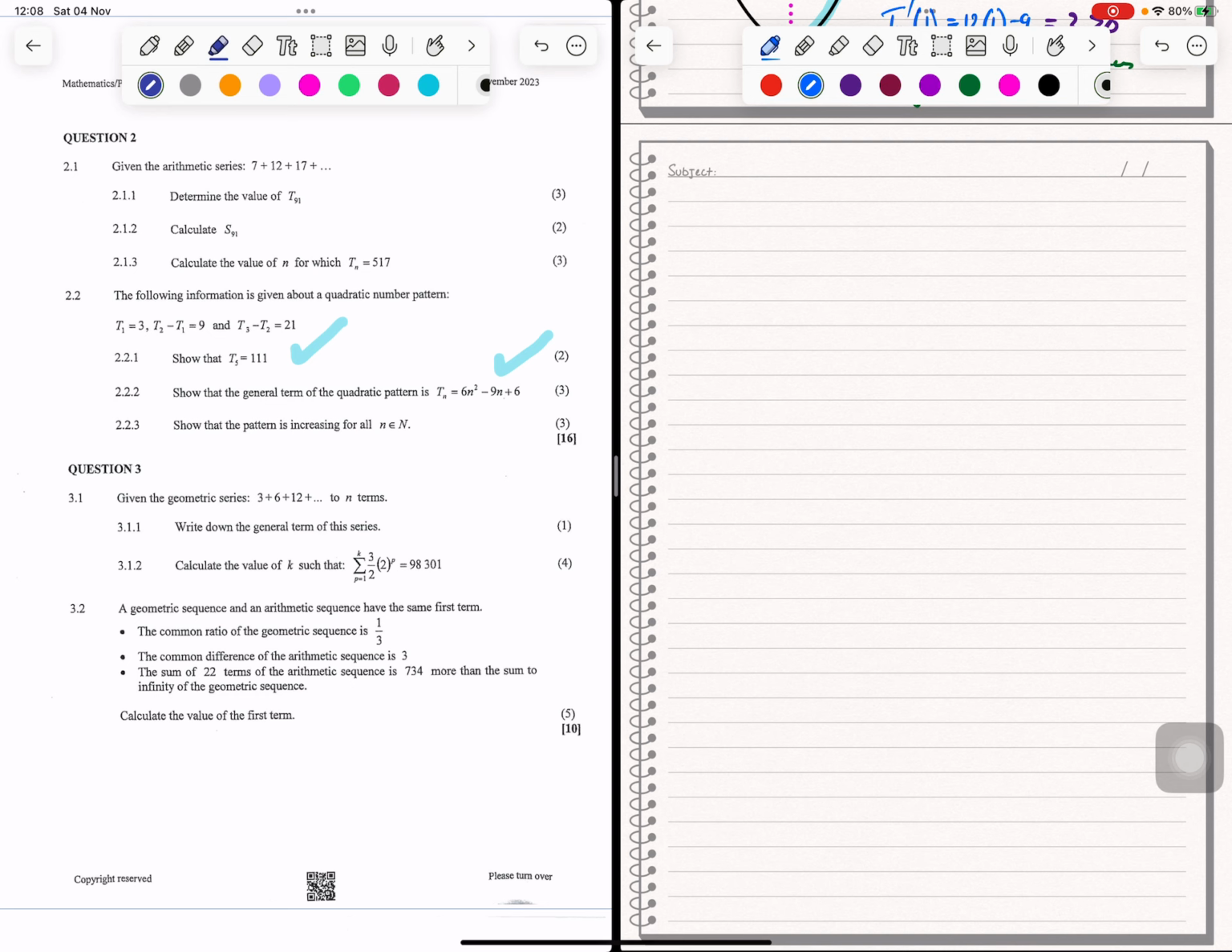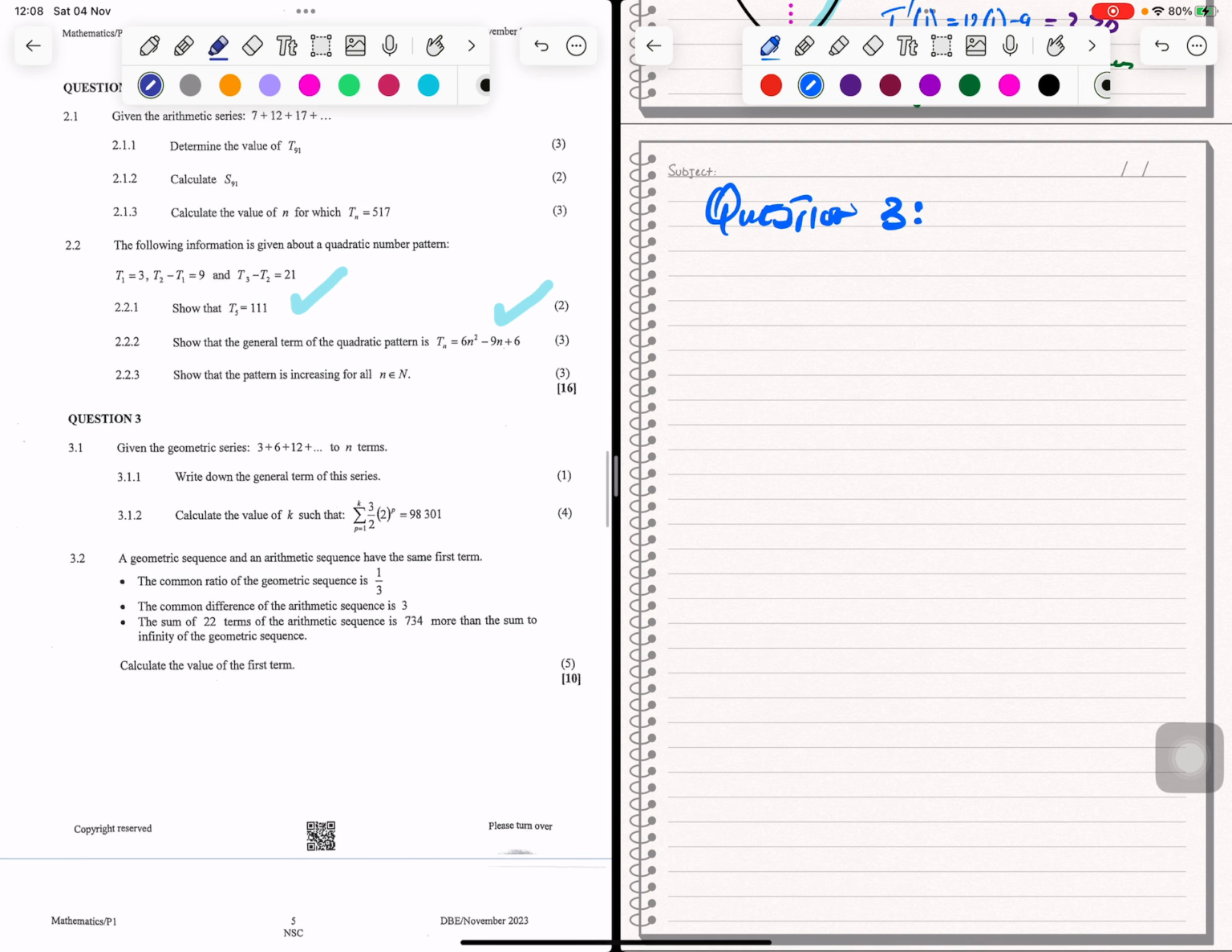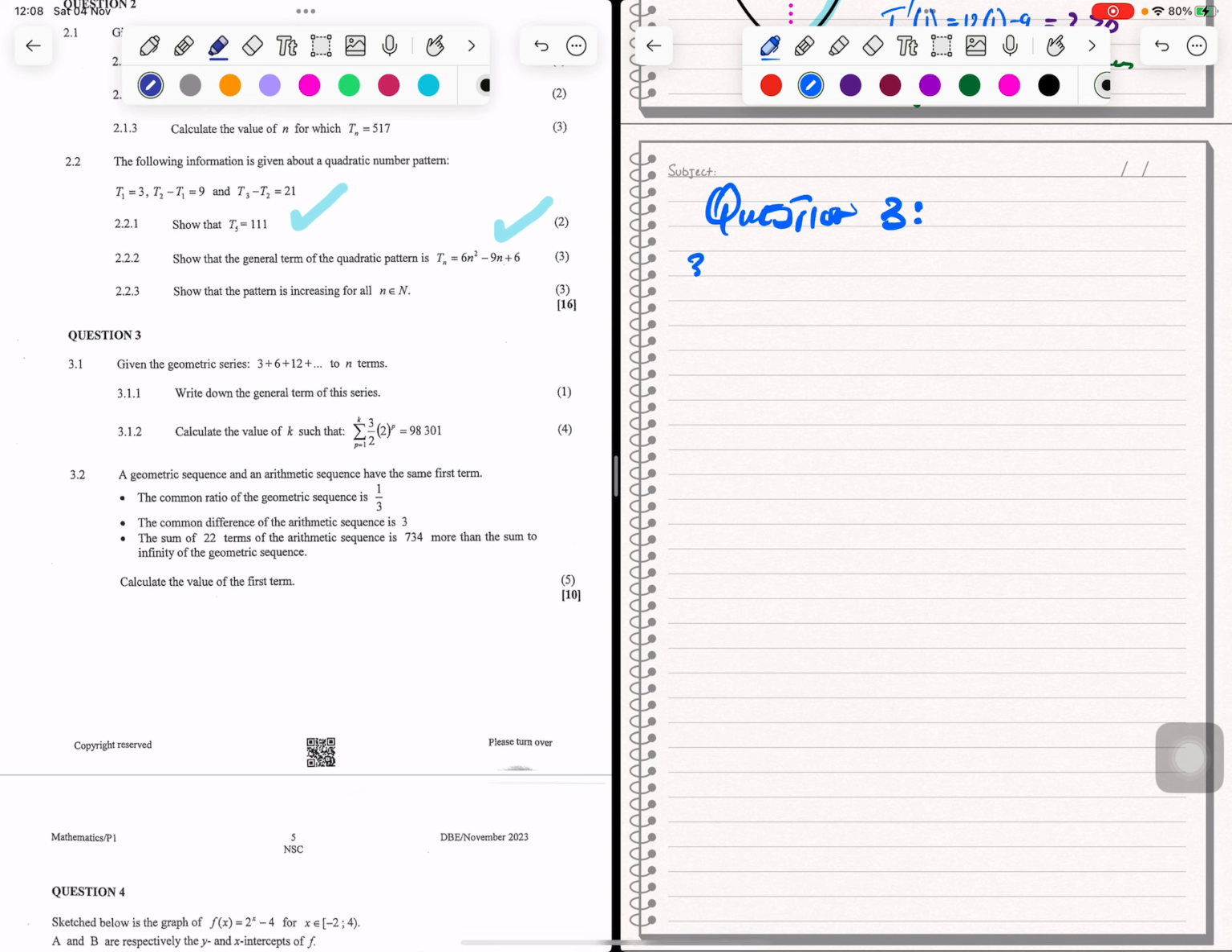Now, question 3. How do you guys do this one? Question 3, you have 3.1, and that is given the geometric series, which is 3 plus 6 plus 12 plus, and this goes to n terms.